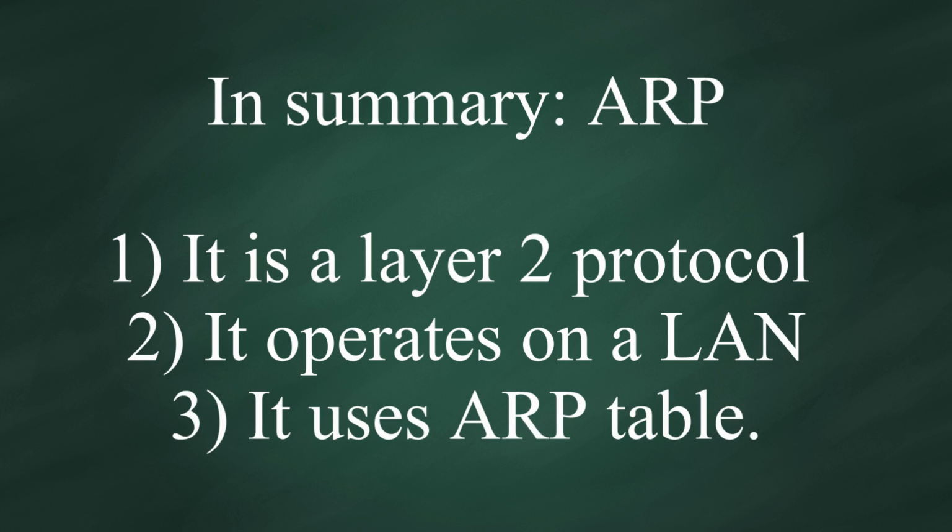Before I conclude this video, I want to point out some people say ARP is a layer 3 protocol because ARP involves a layer 3 IP address. Some people say since ARP uses layer 3 IP to get a layer 2 MAC address, then it should belong to layer 2.5 of the OSI model.